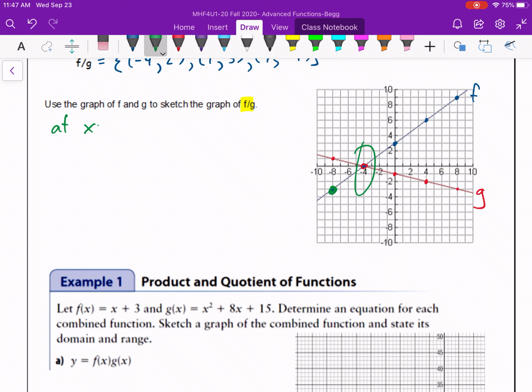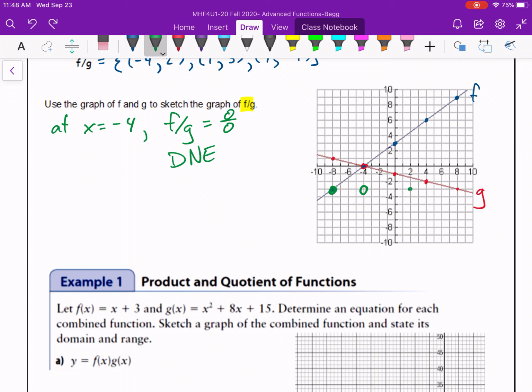At x equals -4, f over g, function f divided by function g, is 0 over 0. Does not exist, right? Undefined. So for now, let's just put an open circle there. I know we've done vertical asymptotes up to now, but I think we're going to see that we don't want a vertical asymptote in this case. But let's carry on. At the next one, we've got positive 3 divided by negative 1. Oh, it's a negative 3 again.